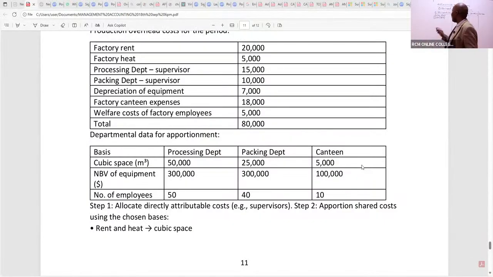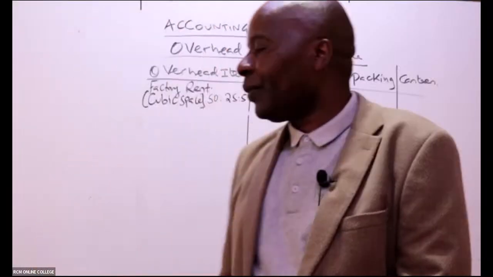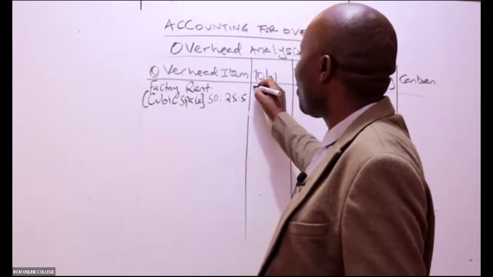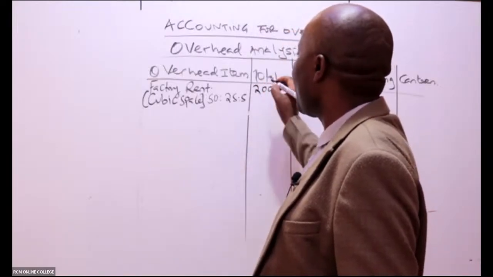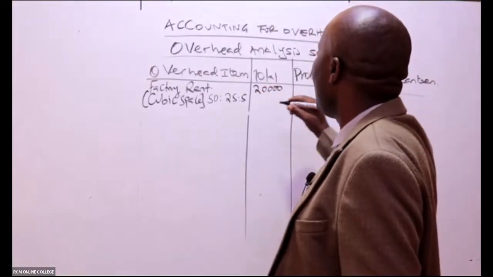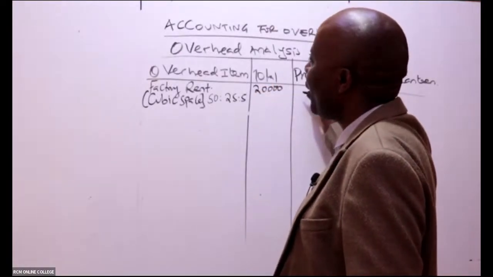So we have here 50 to 25 to 5. That is the criteria for apportioning this cubic space. Ladies and gentlemen, remember the factory rent itself is 20,000 in total. So can you kindly tell me how much will go to the processing department?